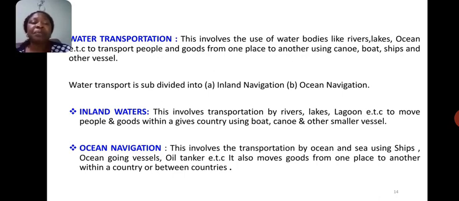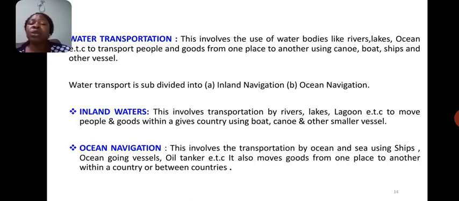Water transportation. As one of the major types of transportation, this involves the use of water bodies. When we say water bodies, we are looking at lakes, ocean, rivers, etc., to transport people and goods from one place to another using canoe, boats, ship, and other vessels. Water transport is subdivided into 2. We have the inland navigation and the ocean navigation. Inland waters involve transportation by rivers, lakes, lagoons, etc., to move people and goods within a given country using boats, canoe, and other smaller vessels.